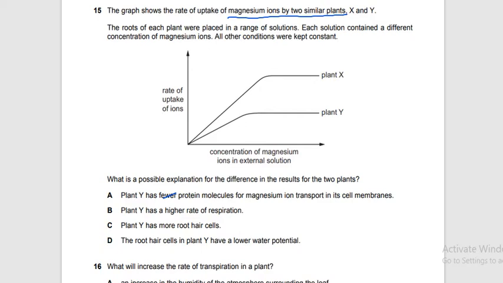So the root hair cell in plant Y have a lower water potential. No, when it has to do with water potential, then you know it's osmosis. And ions can only be absorbed through active transport. And active transport requires what? Protein carriers on the cell membrane. So the answer is A.